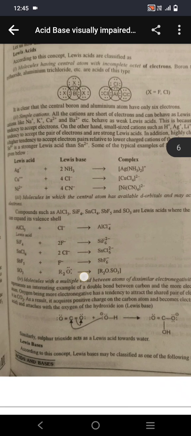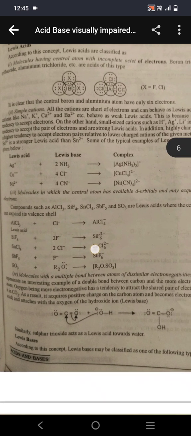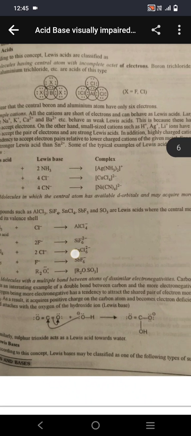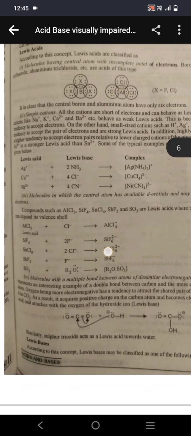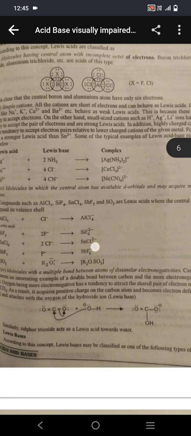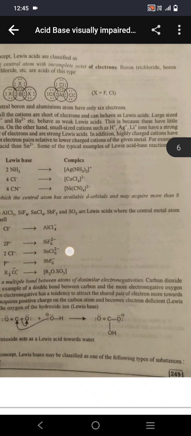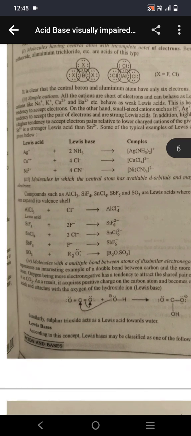Third statement is molecules in which the central atom has available d orbitals and may acquire more than 8 electrons. Compounds such as AlCl3, SiF4, SnCl4, SbF5, SO3 are Lewis acids, where the central atom can expand its valence shell.